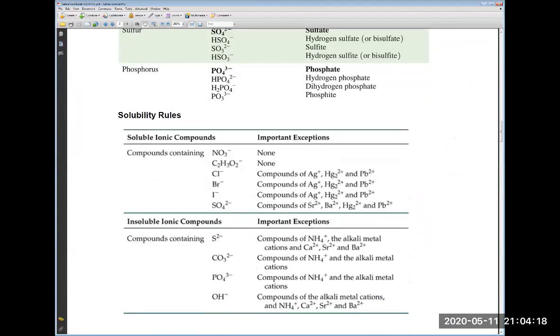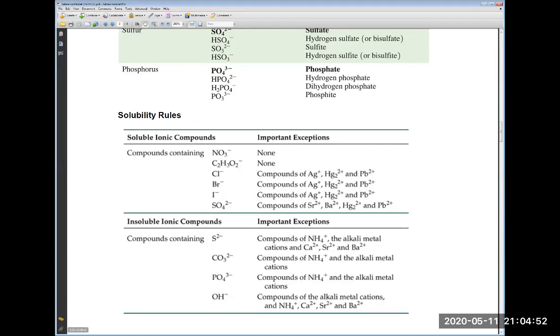The top part of the table says soluble ionic compounds contain nitrate, acetate, and there are no exceptions when you have those ions. And they are soluble. The chloride compounds are soluble except when they are with silver, mercury, and lead. Same with the bromine and iodine. And then the sulfate ions make soluble compounds except when they are with strontium, barium, mercury, and lead.